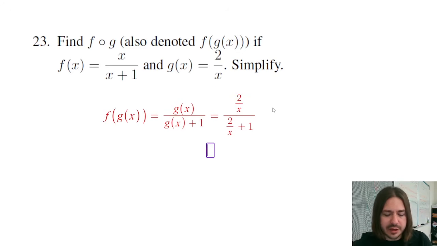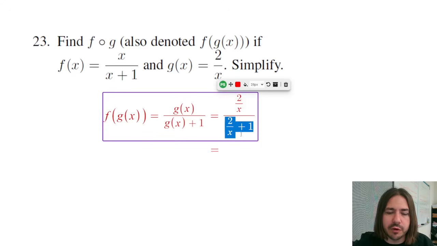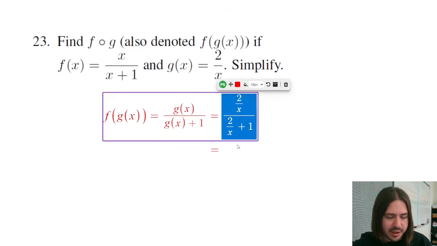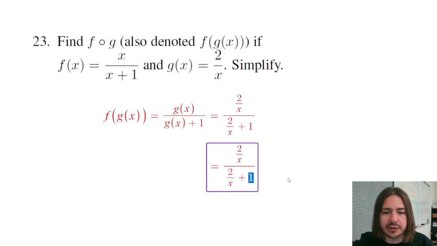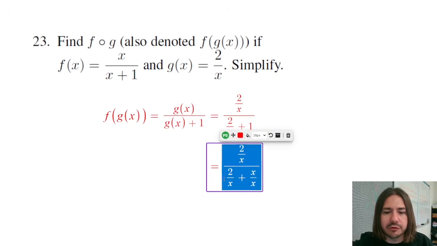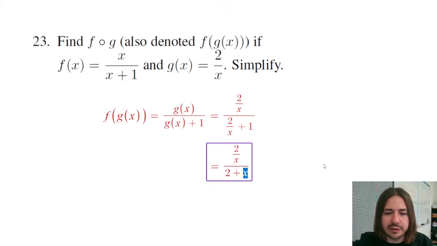So first I'll find a common denominator in the overall big denominator here. And the common denominator is just going to be x. So I'm going to rewrite 1 as x over x. Now I can combine these two fractions down here by adding their numerators. This will be 2 plus x over x.